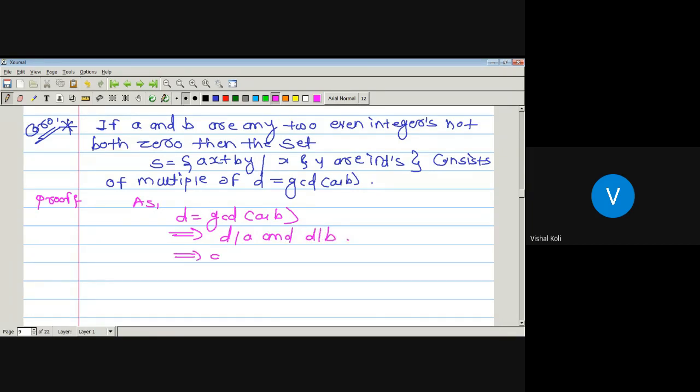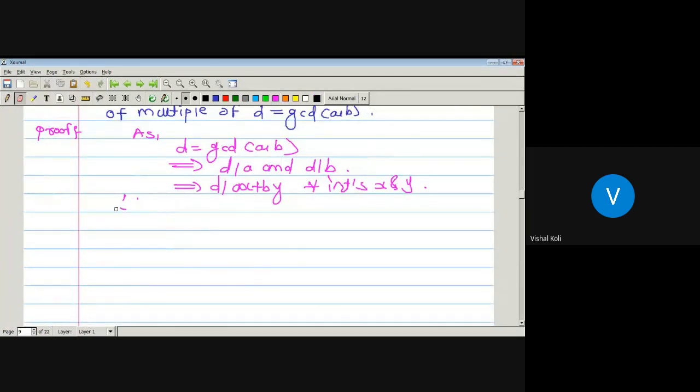It means D divides any linear combination of A and B for all integers x and y. Now let us suppose D divides ax plus by. Here we have to apply the definition of divisibility only, which implies there exists an integer q such that ax plus by is nothing but d into q for some integer q. That is already what we have taken.